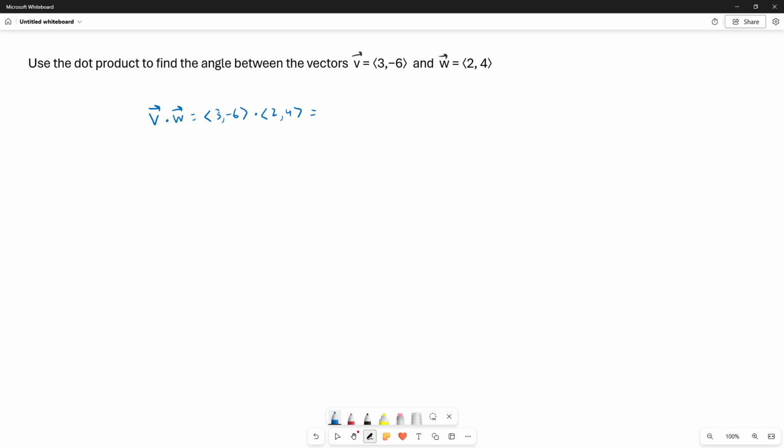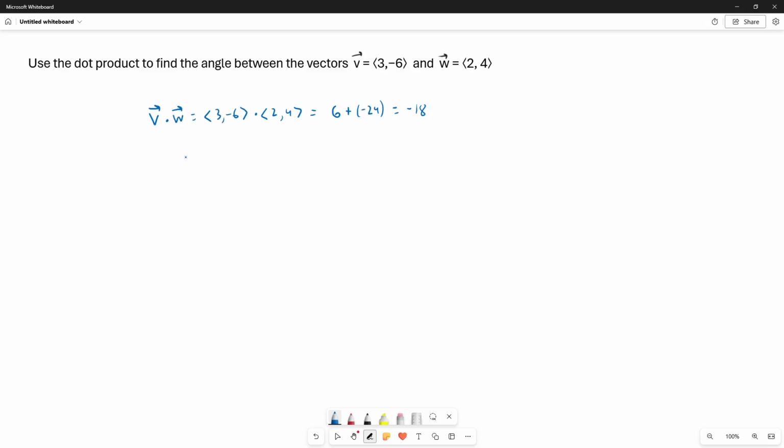So we take the corresponding components, the 3 and the 2, we multiply them to get the product, and then we take the second components, multiply them together, get the product of negative 24, and then we add them together. The sum of the products of the corresponding components. So this is negative 18 is the dot product.